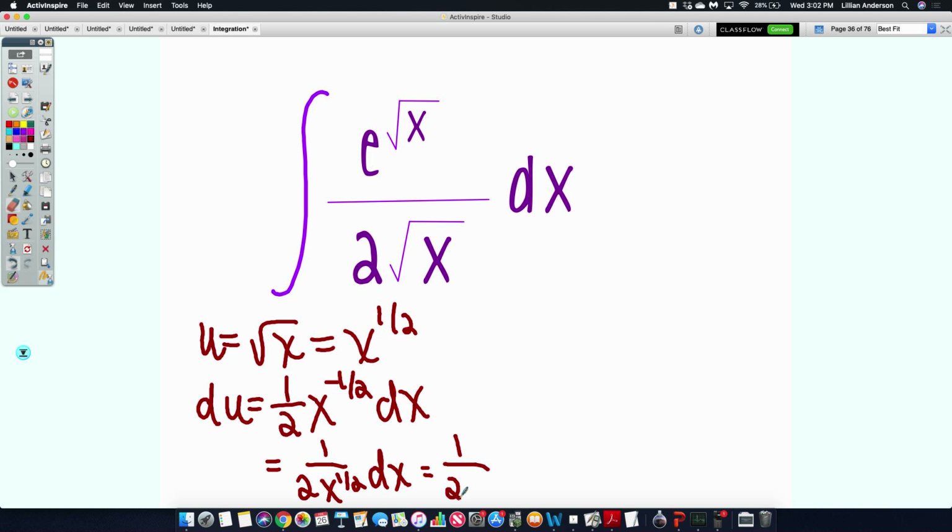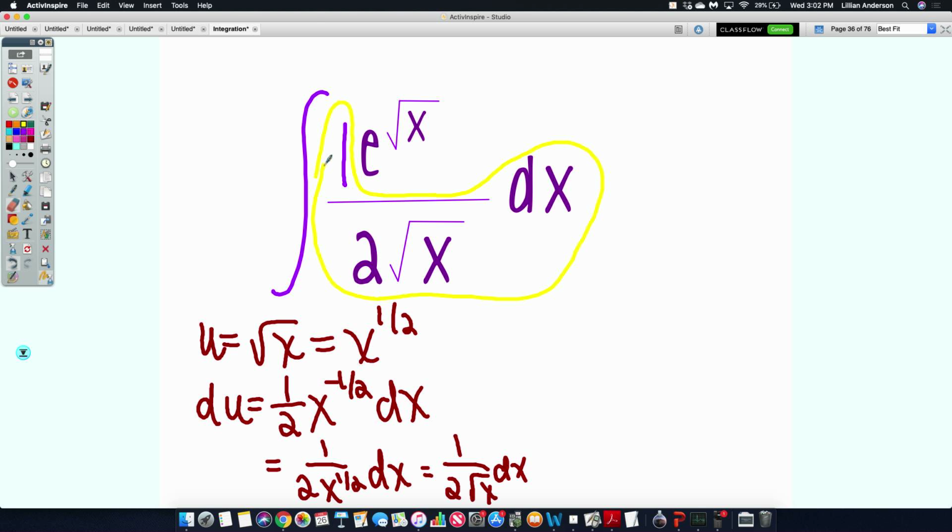How can I rewrite 1/2? Square root of x. Don't you see it? There's a 1 in front. So here's your 1 over, here's your du.